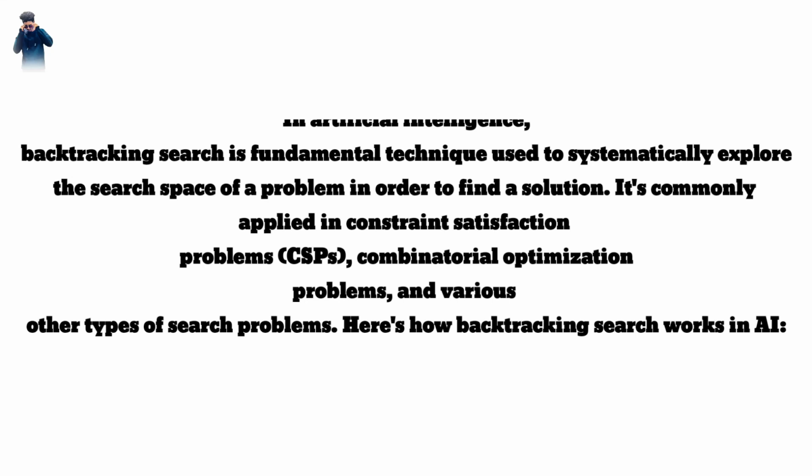In artificial intelligence, backtracking search is a fundamental technique used to systematically explore the search space of a problem in order to find a solution. It's commonly applied in constraint satisfaction problems, CSPs, combinatorial optimization problems, and various other types of search problems. Here's how backtracking search works in AI.